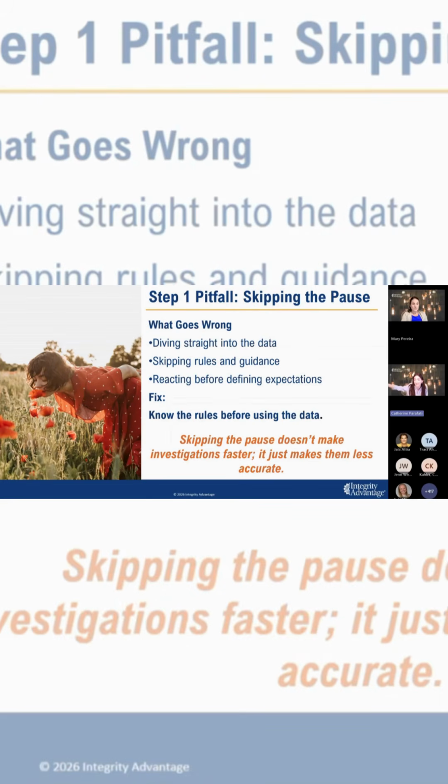You could get all the way to step 3, and if you didn't take this pause in the beginning, you might not have an actionable, defensible, investigative scope by the end. Skipping the pause doesn't make investigations faster, it just makes them less accurate. That is probably the clearest way we could explain that.